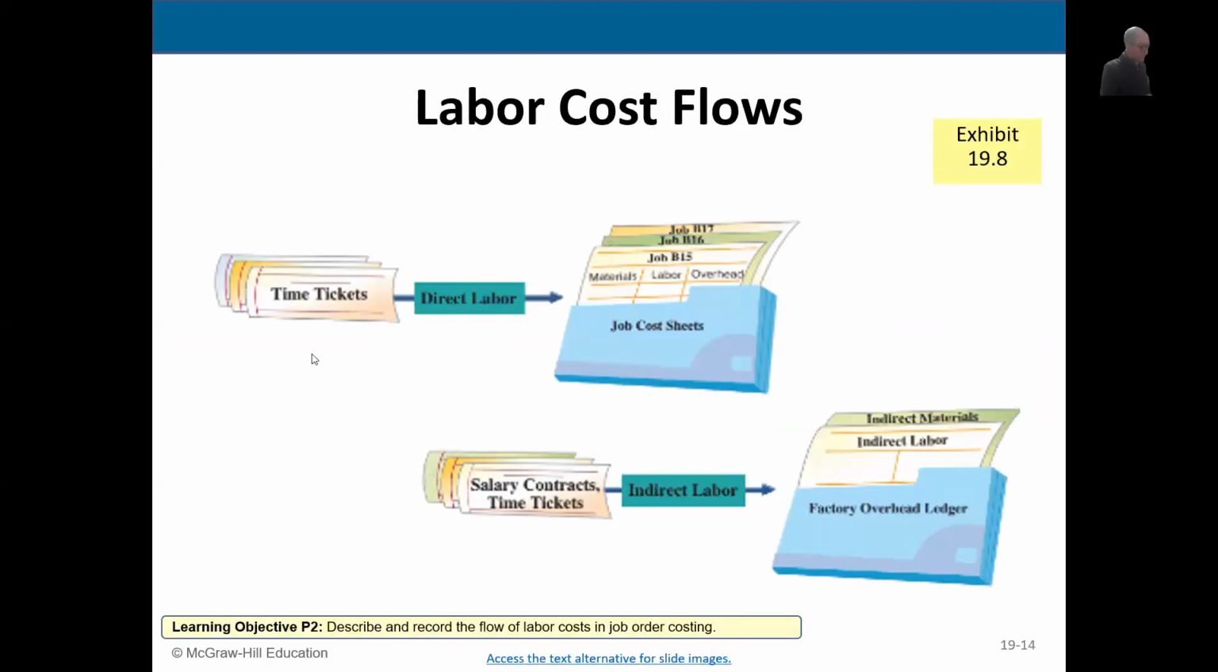For labor, as I showed you on the job order cost sheet, we track the amount of time each employee works on each job. And the way we do that is through what we call time tickets. The employee records the time that they started working on the job and the time that they stopped. We multiply that total amount of time times their hourly wage. We apply that cost to the job order cost sheet using those time tickets. For indirect labor, it's their salaries, it goes to factory overhead.